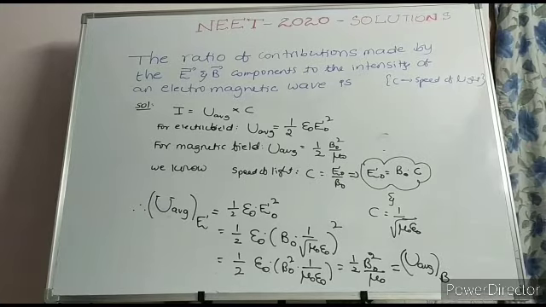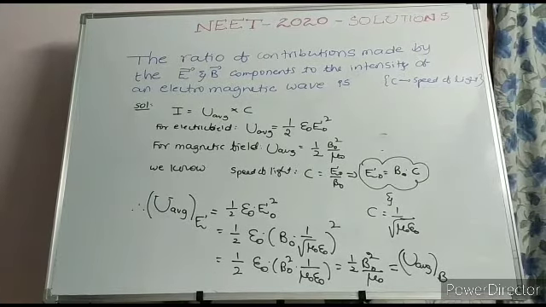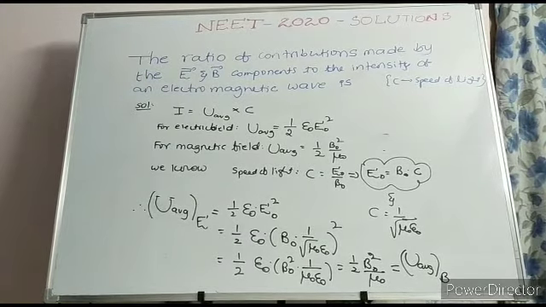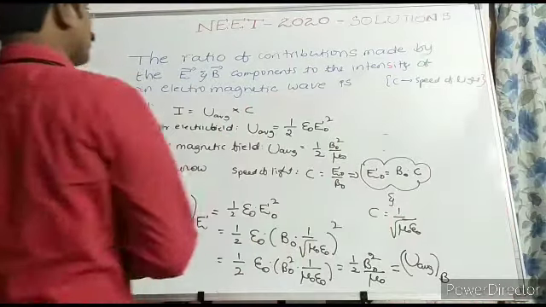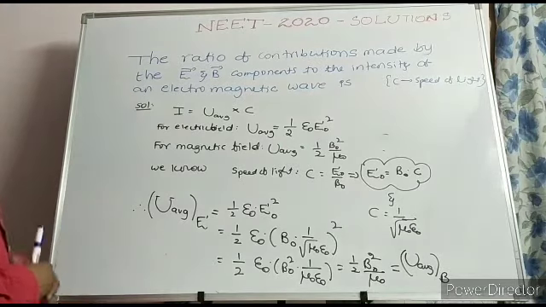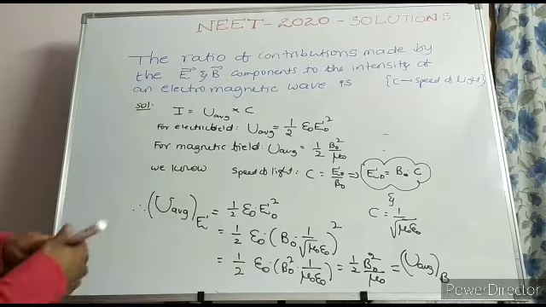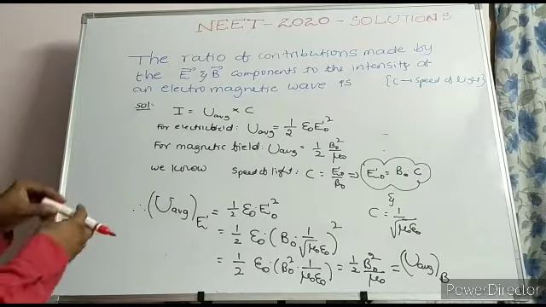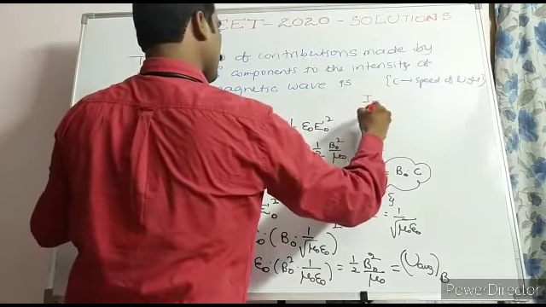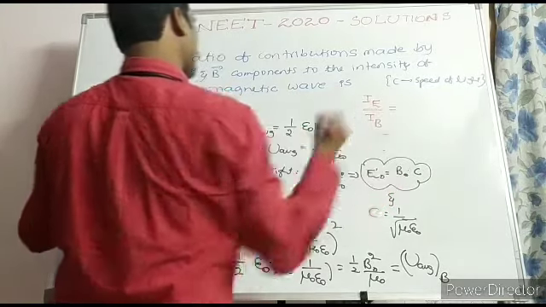Here we have the ratio of contributions made by the electric field and magnetic field components to the intensity of an electromagnetic wave. We have to find the ratio of intensities, that is intensity IE by IB.